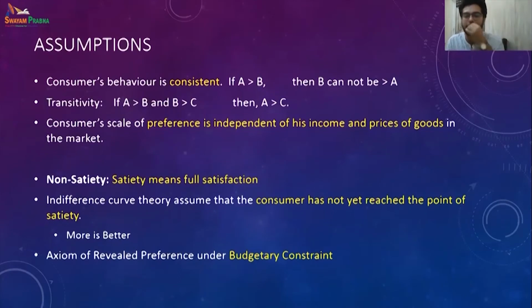So the indifference curve theory assumes that the consumer has not yet reached the point of full satisfaction. Yes, and finally the axiom of revealed preference works under budgetary constraint. Even if I have revealed my preference, in the practical sense it will always be under budgetary constraints. So I have revealed my preference, but whether I can have it or not will be determined by my income, how much I earn, and also by the prices.